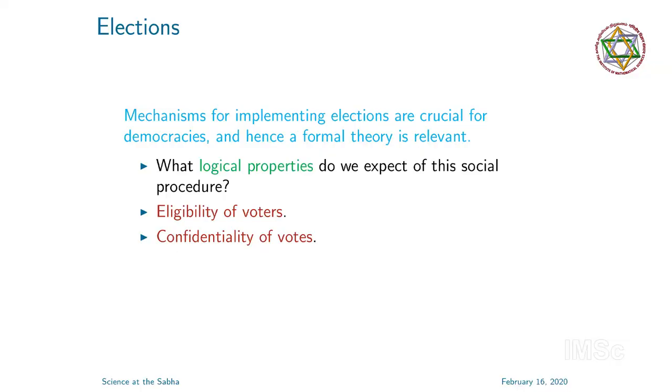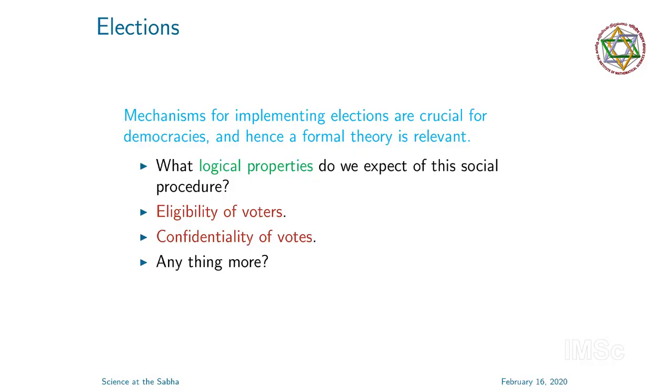Only those who are eligible to vote should vote, certainly. Well, confidentiality of votes, right? My vote should remain confidential, whom I voted for. This is something that you basically expect. But is that all? Other properties? Any more?